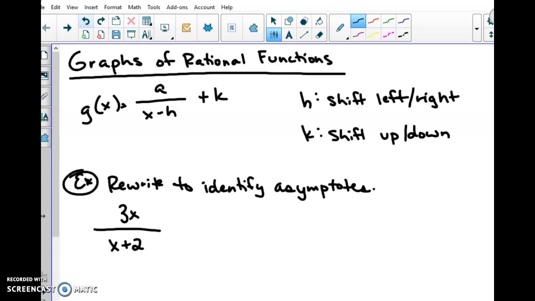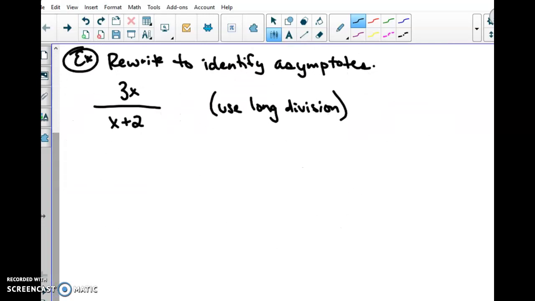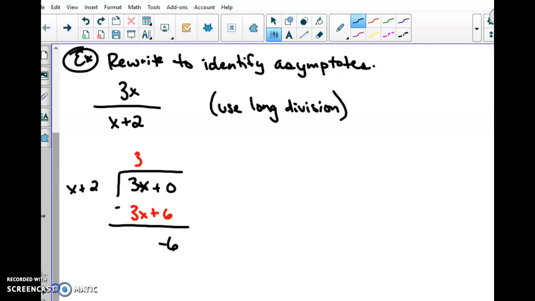And in order to do this, we're going to use long division. It's not as bad as you think. So that 3x is being divided by x plus 2. Using our long division, you can think of this as, okay, 3x divided by x gives me the 3. Distribute that, and I can see here that I get a remainder of -6.